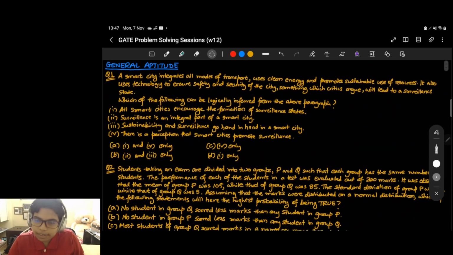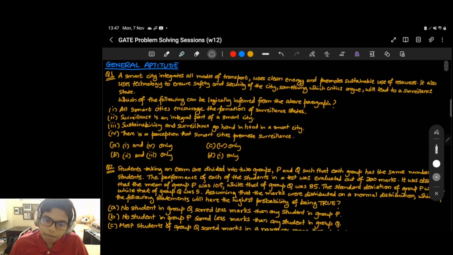As always, we start with a few general aptitude questions, and then we move towards some technical physics based questions. Today we are focusing on mathematical physics. So we will start first with general aptitude and then move on to mathematical physics.